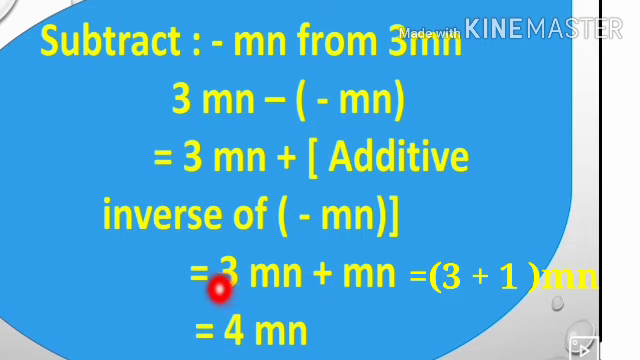In the next step, the problem becomes the addition of two algebraic terms. We know how to add two algebraic terms. Now to add these terms, we have to add the coefficients alone. The coefficient of the first term is 3 and the coefficient of the second term is 1. So 3 plus 1 is 4. So 4mn.